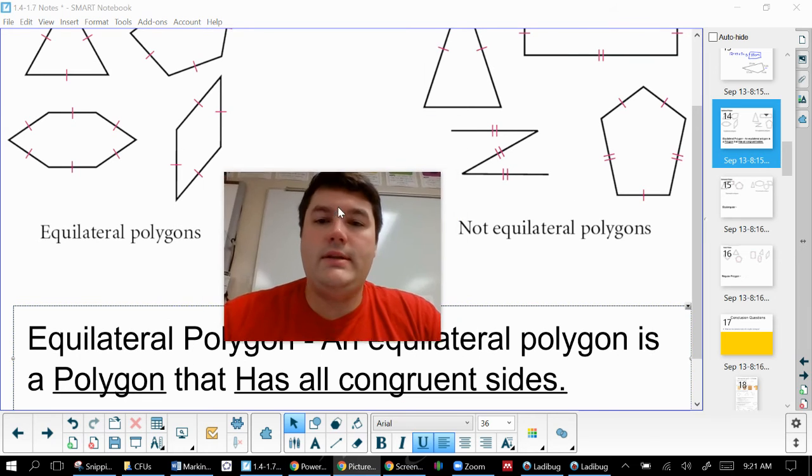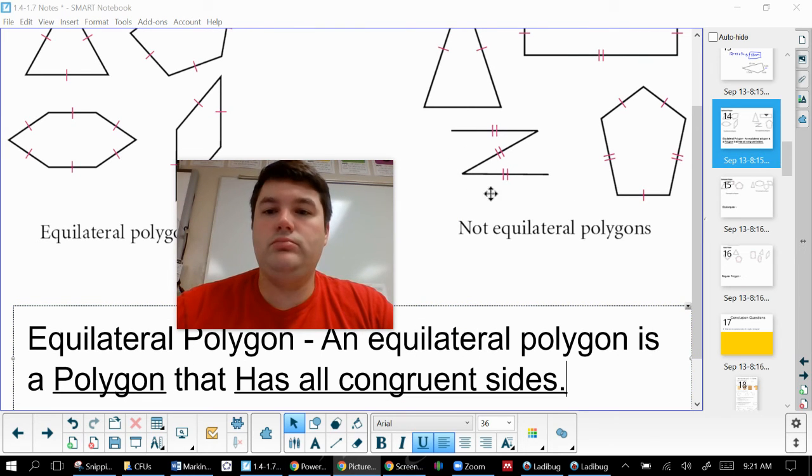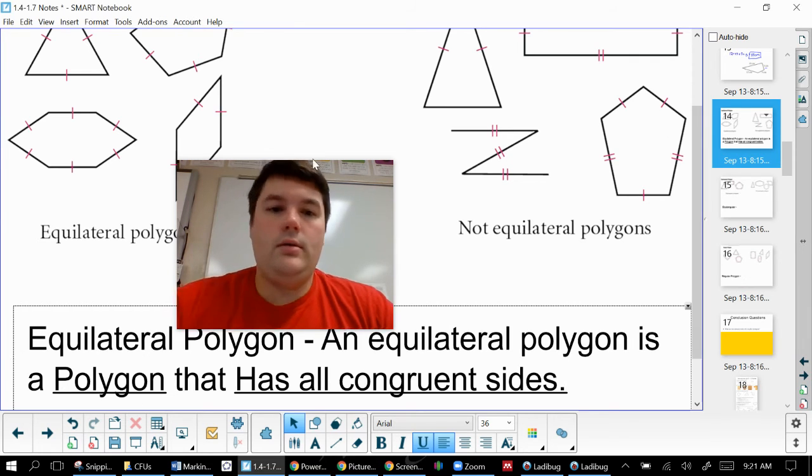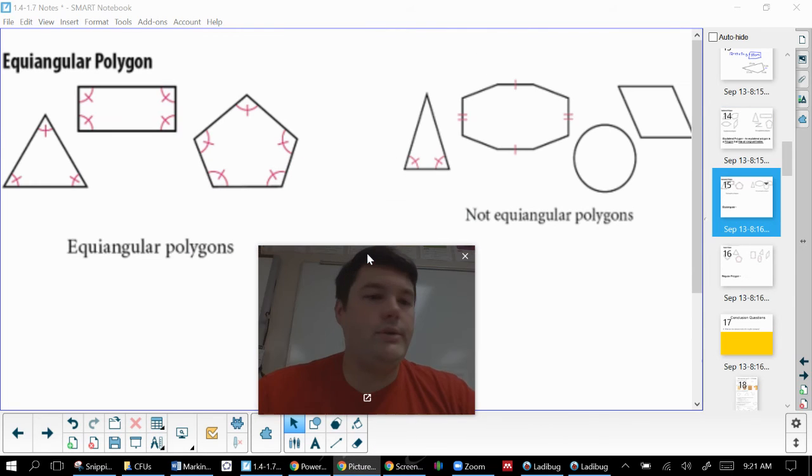Now, a couple of things here. This one has all equal sides. Why isn't that an equilateral polygon? The answer is because it's not a polygon at all. Okay, next one here, same rules. Write a definition for equiangular polygon.